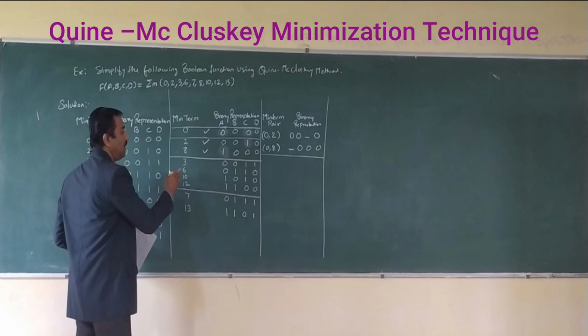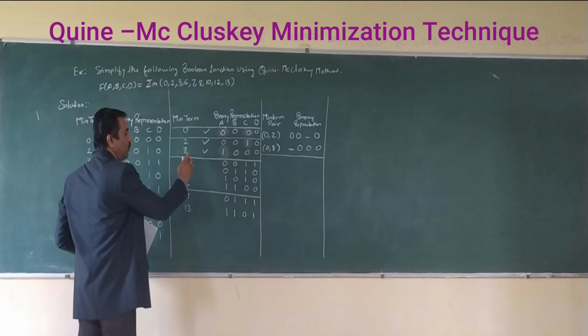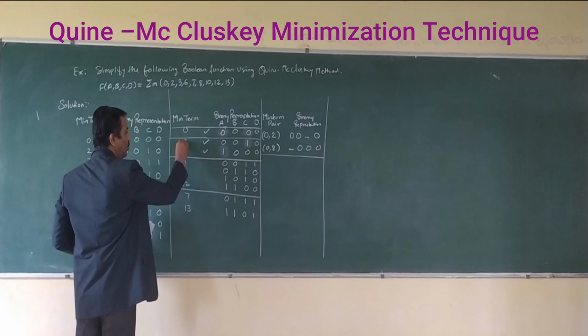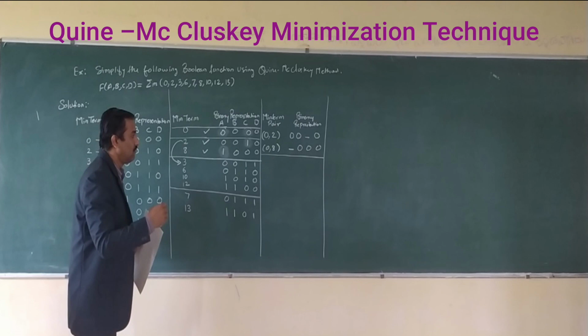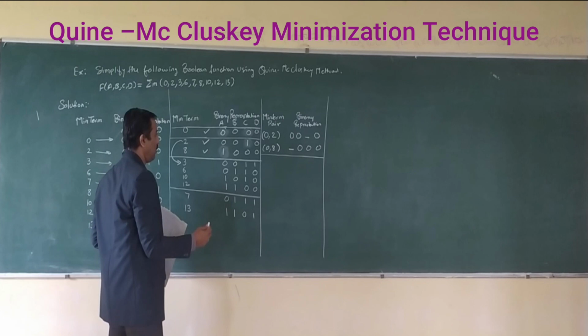So I need to compare 2 with 3, 2 with 6, 2 with 10, 2 with 12. Now let me compare 2 with 3. When I compare 2 with 3, please ensure that the numbers differ by 1 bit position only. So 2 is 0010 and 3 is 0011.